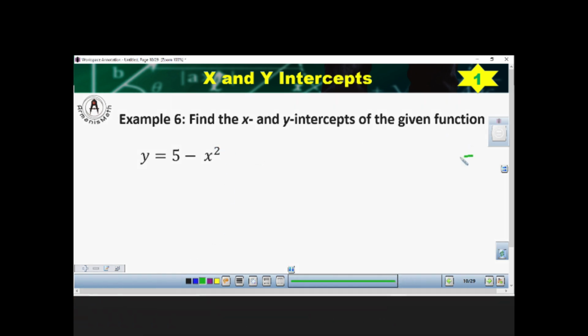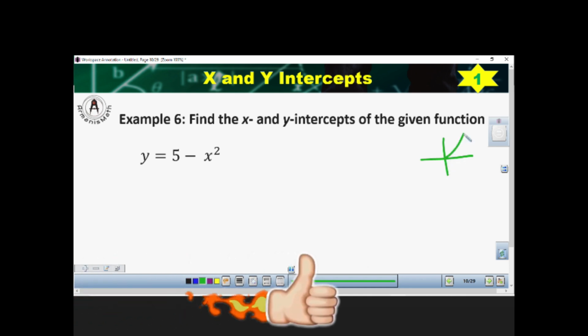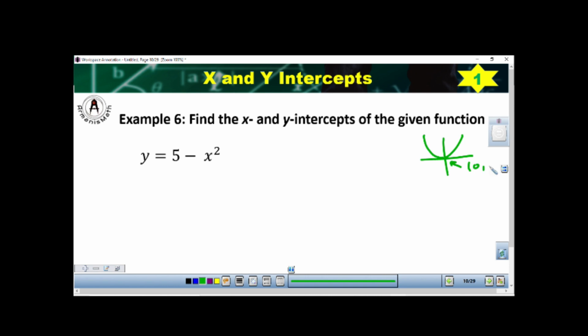Also, my thought on quadratic is always the parent. The parent looks like this, at (0, 0). That's the parent. They're very stable in their ways, and that's the parent, (0, 0). So how do I know the x and y intercepts?